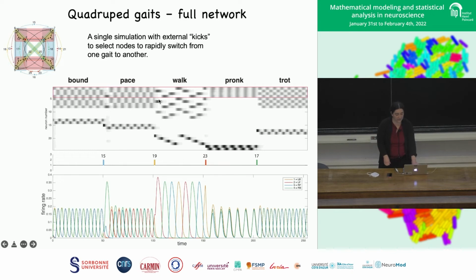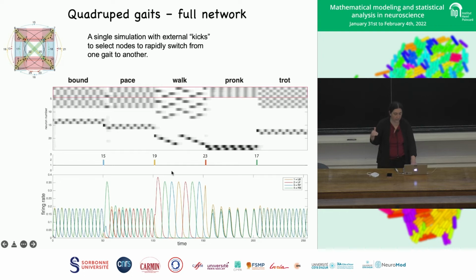So here is now a simulation with one initial condition, and we started in the bound gait. And then after a while, we kick neuron 15, which is one of the neurons involved in the pace gait. It's not one of the 4 legs. It's one of the neurons involved in one of those cyclic unions, but not in the bound one. We kick that neuron. That just means we make the theta value for that neuron go high for a little bit and then come back down. So then we're back to exactly the same network in this period. And now we're in pace.